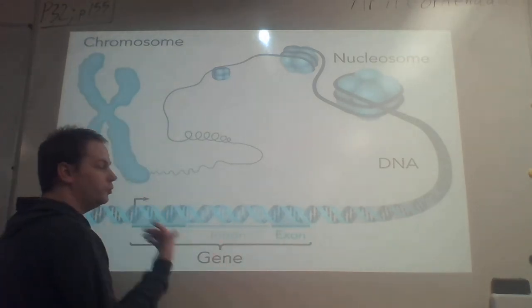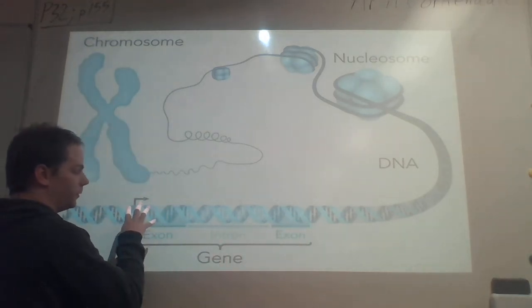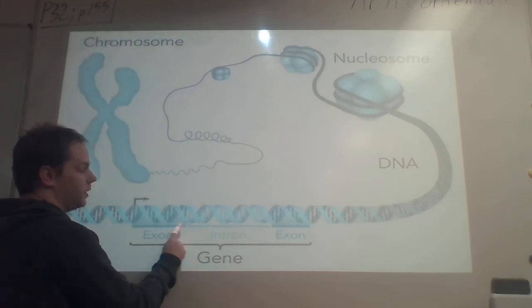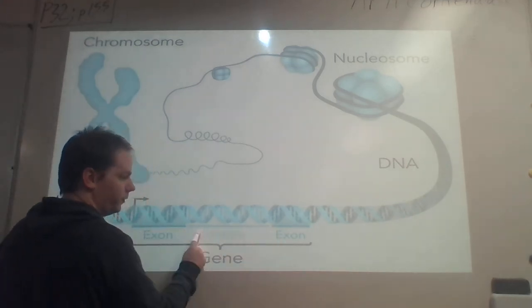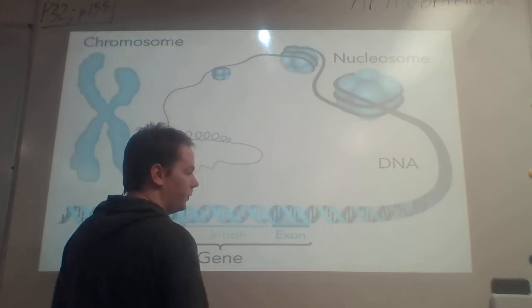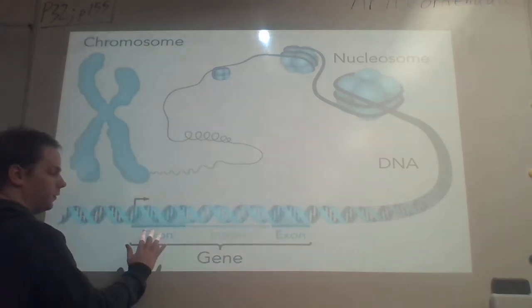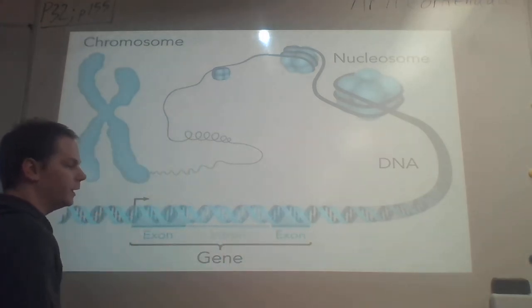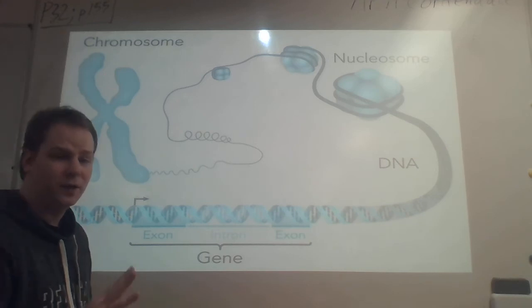Now, an individual gene on DNA is going to start with an exon. The intron is the actual information, and then an exon is going to be the stop codon. This is called the start codon. That's something we'll talk about next week.